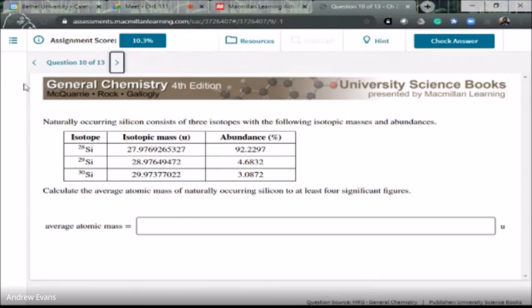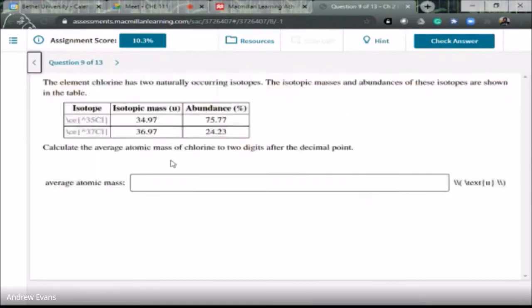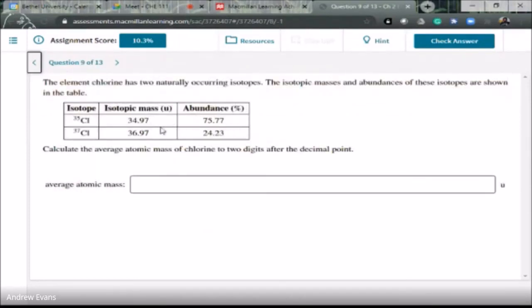This one's a little bit harder than the previous one because the previous one just has 2 things. You would say this number times this number divided by 100 plus this number times this number divided by 100. And that would give you essentially 35.45 or something close enough to that. So that is essentially what you're doing there.